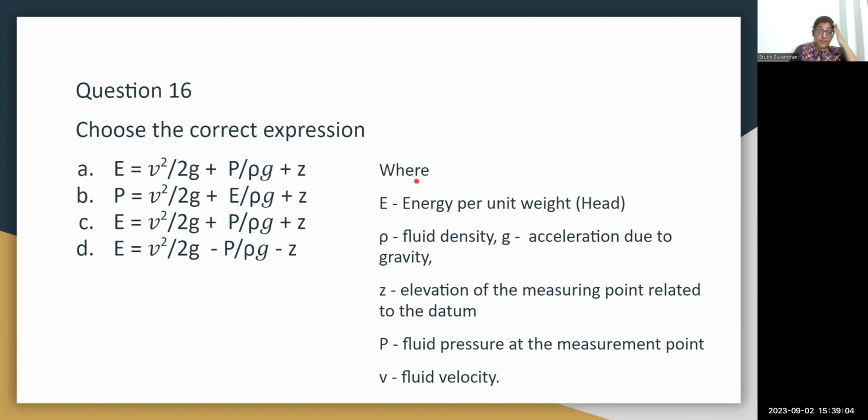Now here, what is the correct expression provided over here? Here are the terminologies for these symbols. E is the energy per unit weight, or the total head of the water, the total energy possessed by water. V is the velocity of the water. G, acceleration due to gravity. P is the pressure at that point. Rho, density. G, acceleration due to gravity. Z is the elevation of the measuring point related to datum. So which of these following expressions is the correct expression?